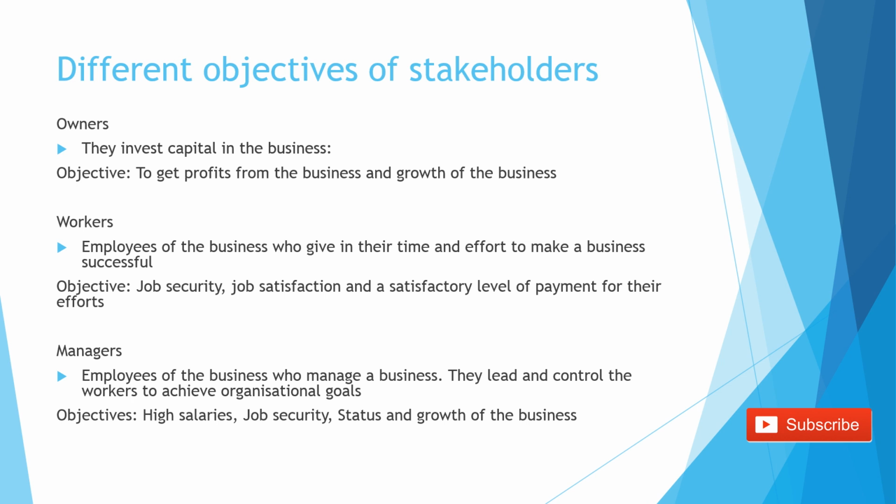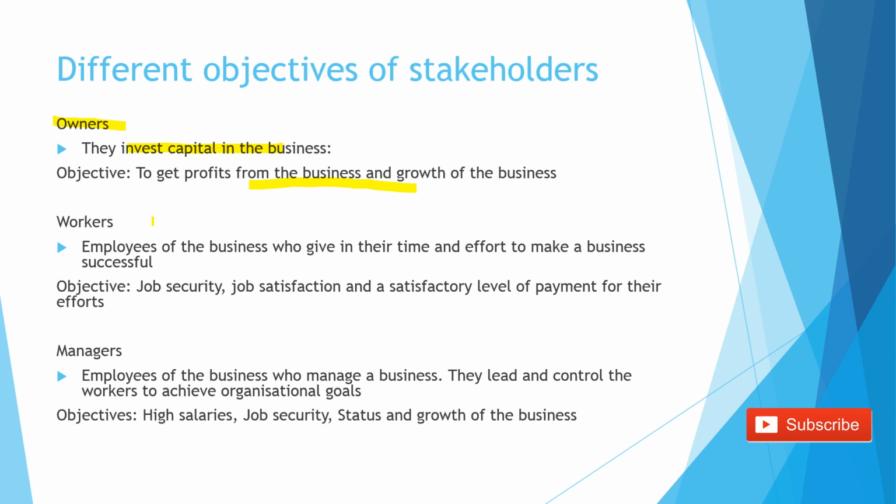So let's now understand different objectives of stakeholders. Different groups of stakeholders will have different objectives. Owners, for example, have invested capital in the business. I hope you know what capital means. Yes, it means money. Well done. So objectives of owners would be to get profits from the business, and the growth of the business itself would be an objective for the owner.